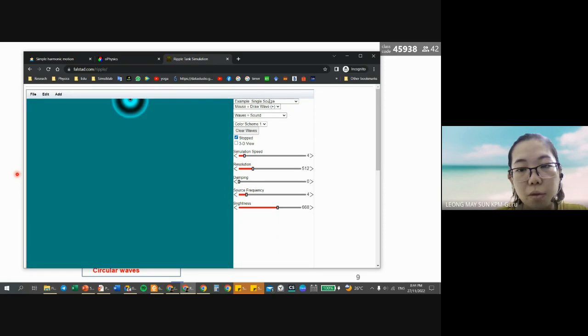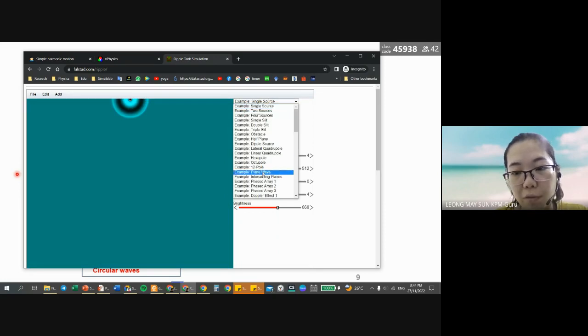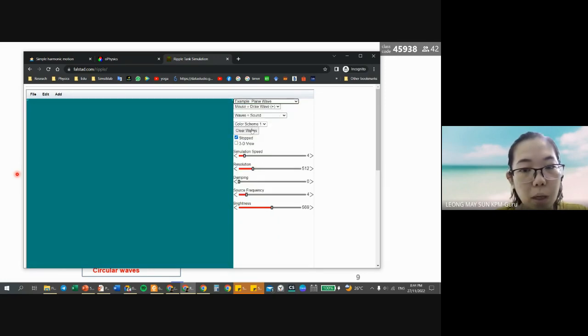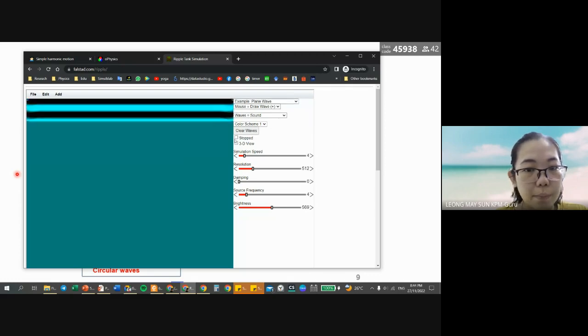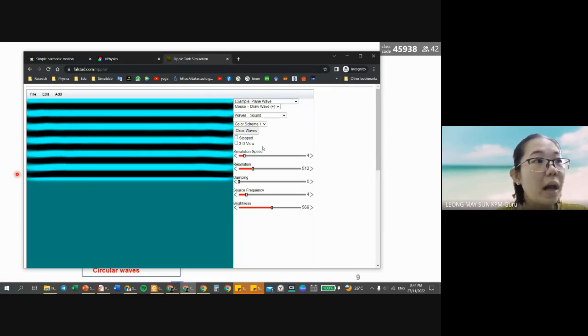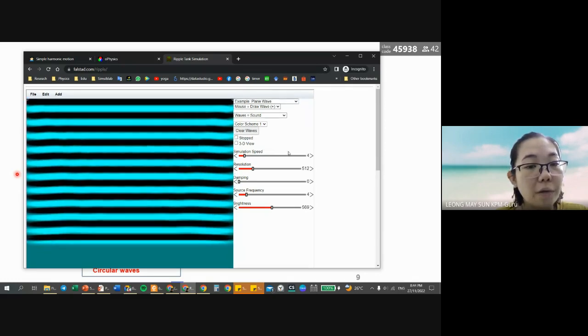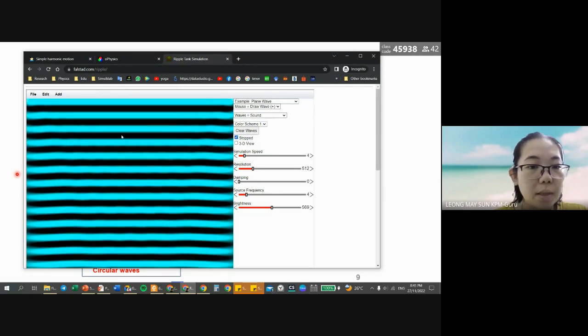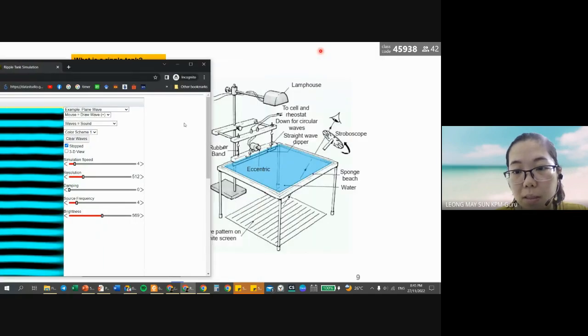I want to show you how a plane wave looks like. So a plane wave will look like this. It's a straight line, so that's why it's called a plane wave. Again, we see bright and dark lines, and the energy of the wave is moving from the top. This is the vibrating source, the vibrating source means this part, the deeper part.